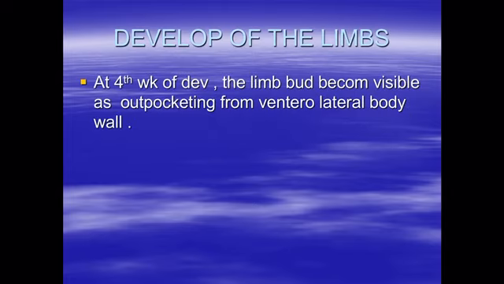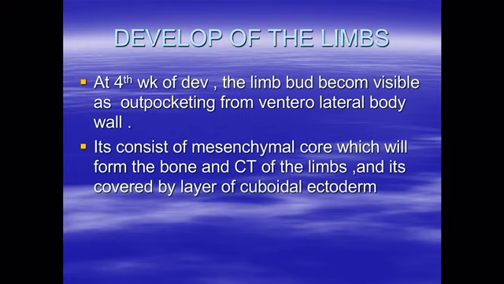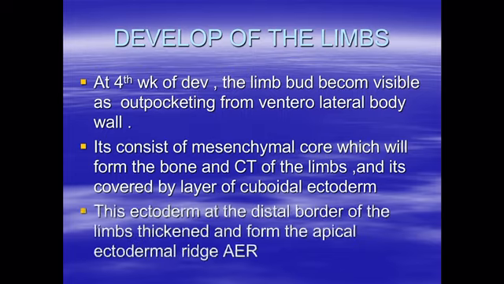Development of the limbs. At the fourth week of development, the limb bud becomes visible as an outpocket from the ventrolateral body wall. It consists of a mesenchymal core, which will form the bone and connective tissue of the limb, and it is covered by a layer of cuboidal ectoderm. This ectoderm, at the distal border of the limb, thickens and forms the apical ectodermal ridge.